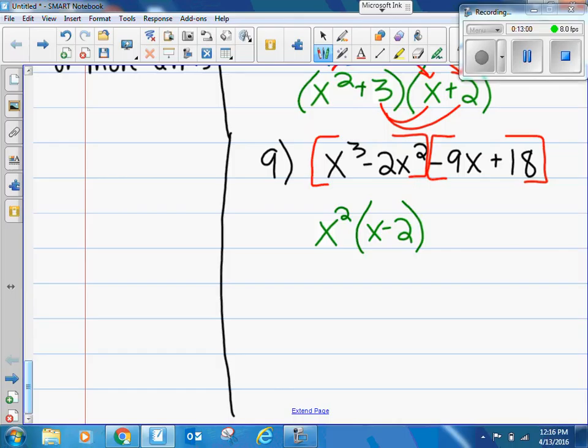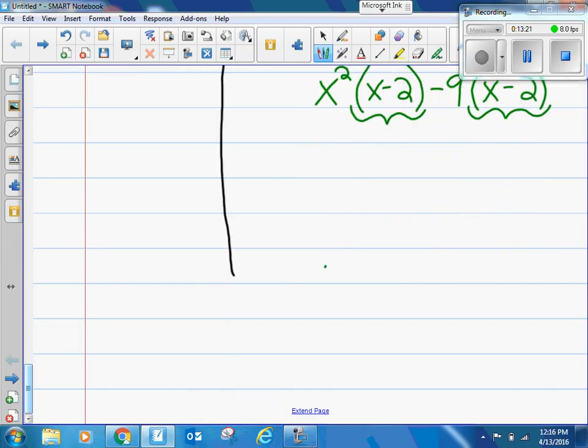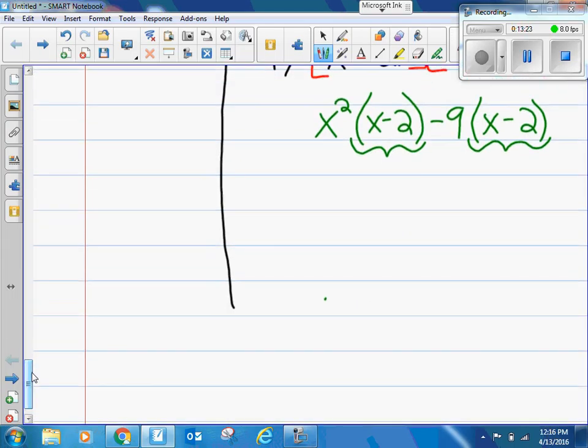For this second group, I am going to GCF a negative 9 out of there. So I'm going to pull out a negative 9, and that leaves me with x minus 2. Remember, I'm taking a negative out of there, so I've got to make it negative again. Again, we need to make sure that what we have is the same thing, or this does not work. So I'm going to bring these down together, x squared minus 9, and then x minus 2, and those are my two factors.